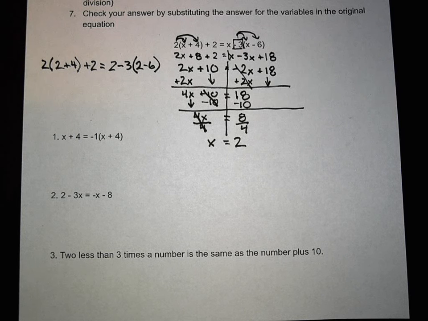So they just kill each other off, right? So that one goes away, bring down your negative 4. So this kills it, right? So you bring down your negative 4.